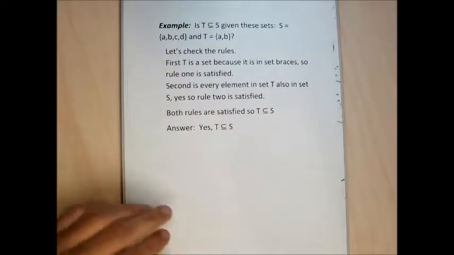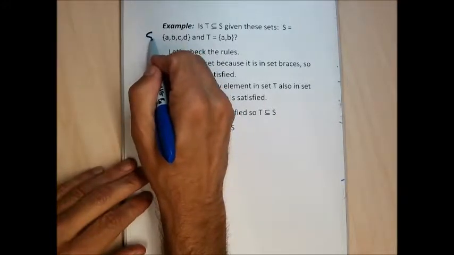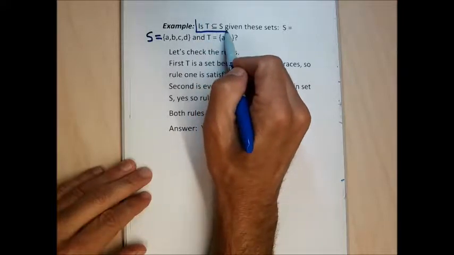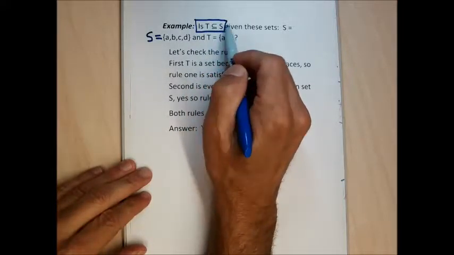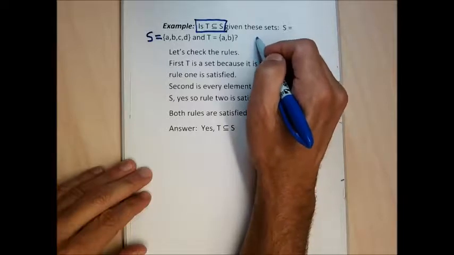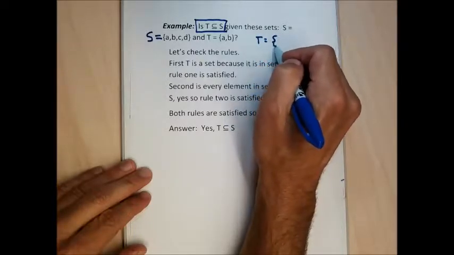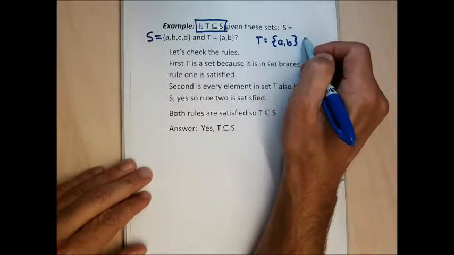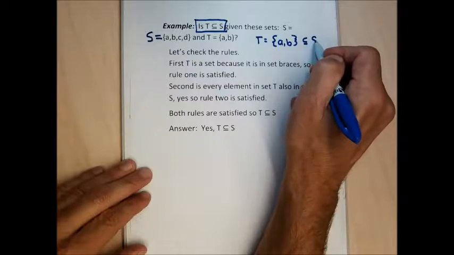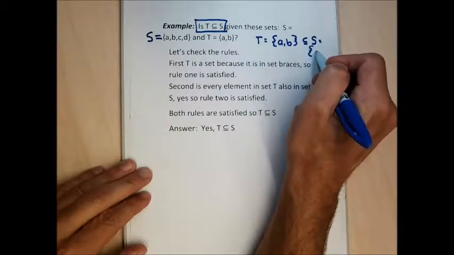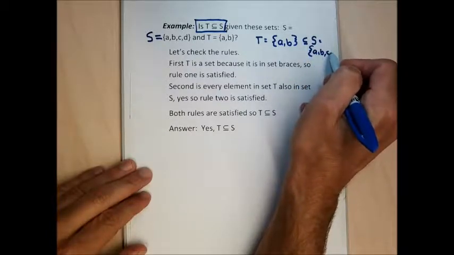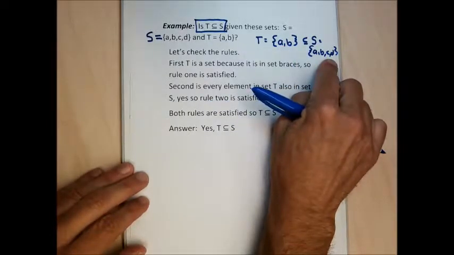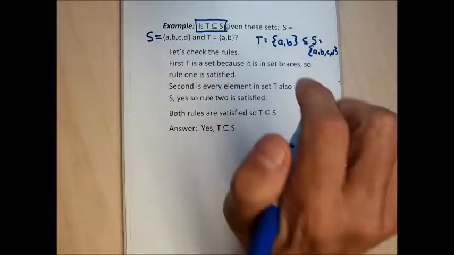Switch this one up a little bit too. I'm using the same letters, but I reversed the T and the S. I'm asking the same sort of question. Given these sets, is T a subset of S? So is the set T, which equals the set containing the letters A, B, a subset of S, which contains the letters A, B, C, and D? This is what I'm asking: is this set AB a subset of the set A, B, C, D, because T is equal to AB, S is equal to A, B, C, D.